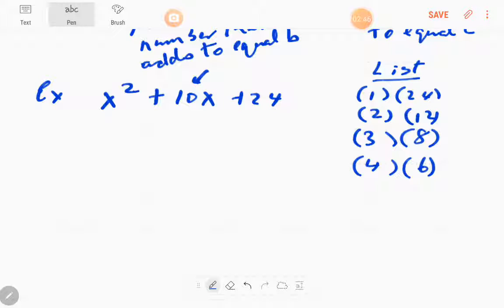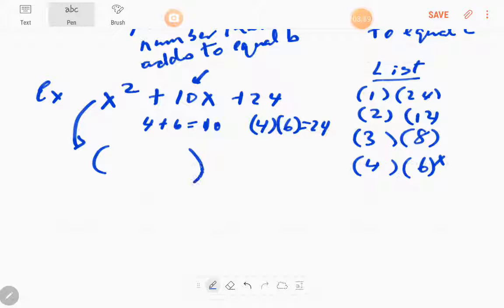right? So the pair that adds to give 10 is 4 and 6. So if we add 4 plus 6, that's equal to 10. And if we multiply 4 times 6, that would equal 24. So now, in order to factor with double parentheses, because this is a trinomial, we'll have x and x would give us x squared, and 6 times 4 would give us 24, and both of these would be plus.